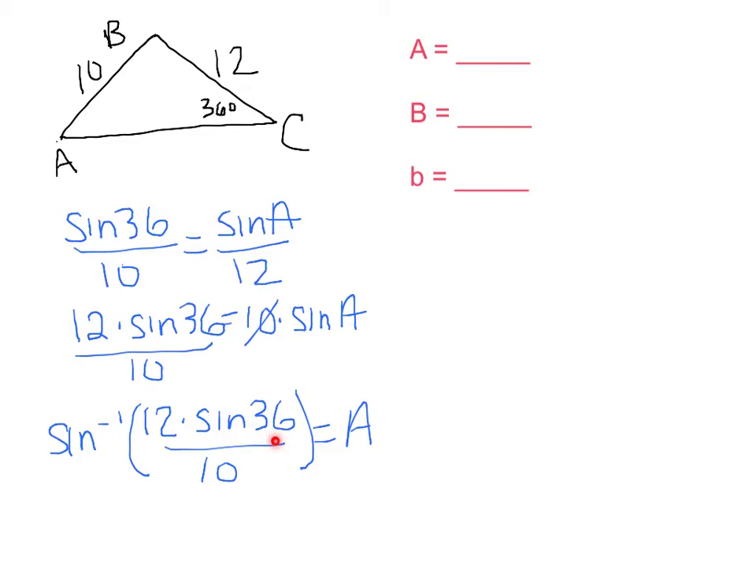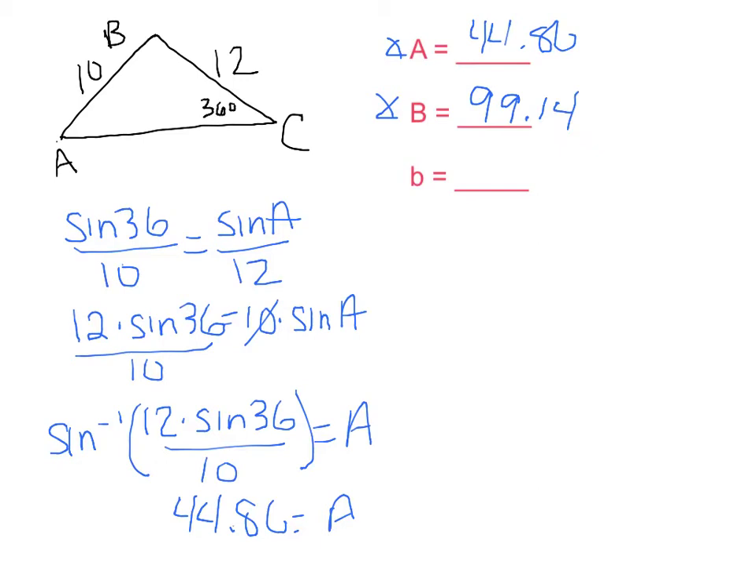If you do that, you get 44.86. Go to 2 decimals, right? So this is 44.86 degrees. Angles, right? Capital letters are angles. Then you can use the triangle sum theorem, right? Subtract from 180, and this becomes 99.14. So we know this angle now, and we know this angle.